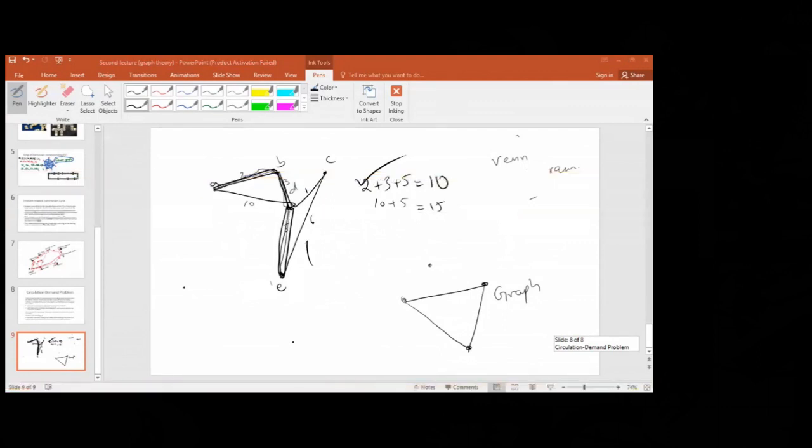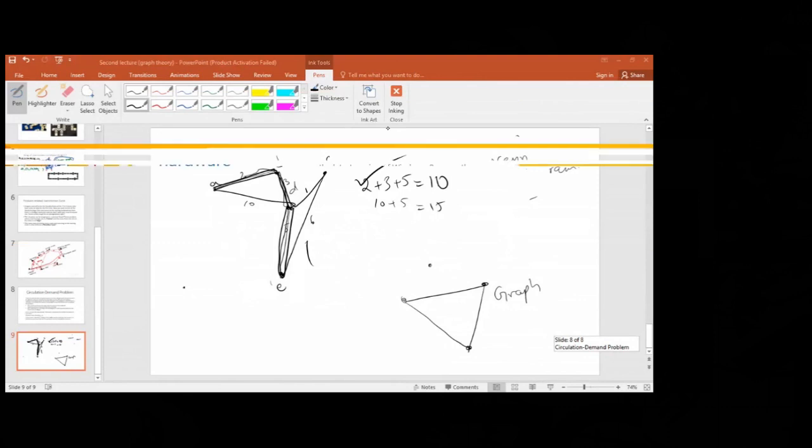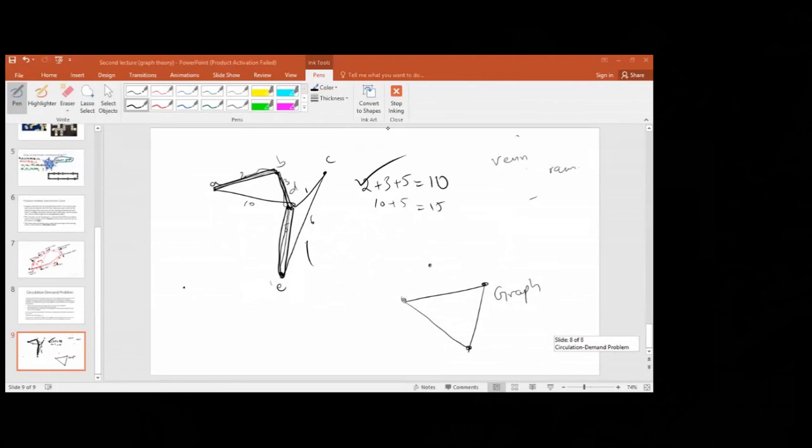Yes, all. Moving of materials, yes. Transportation models, supply chain movements, yes. We can use graph theory. Any other question?